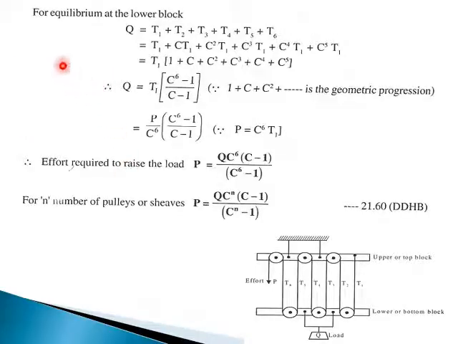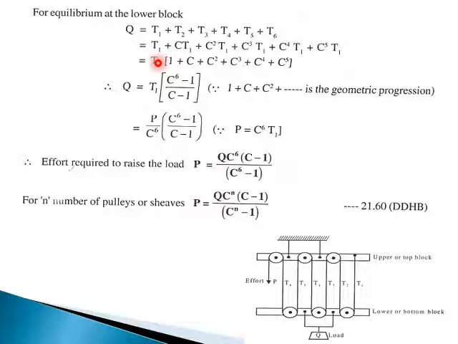Now coming to the equilibrium at the lower block. So you can write Q is equal to T1 plus T2 plus T3 plus T4 plus T5 plus T6. So there are six connections in the rope drive of the hoisting tackle, and you can rewrite these in terms of T1.